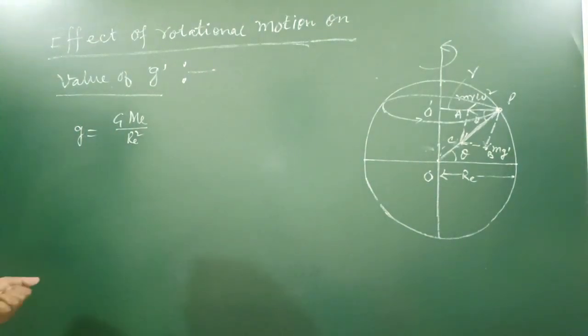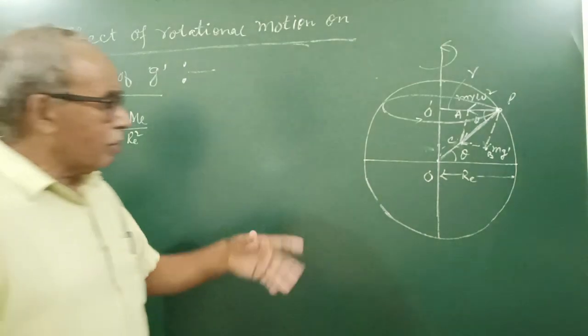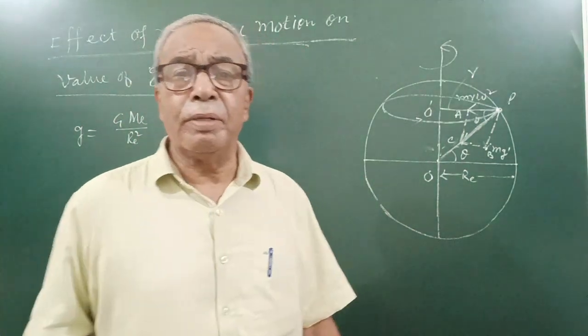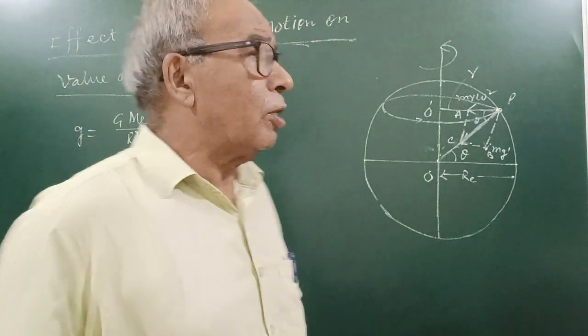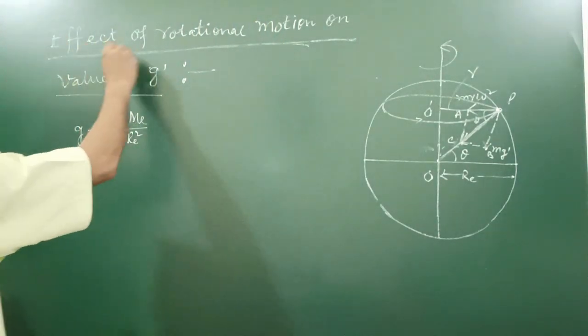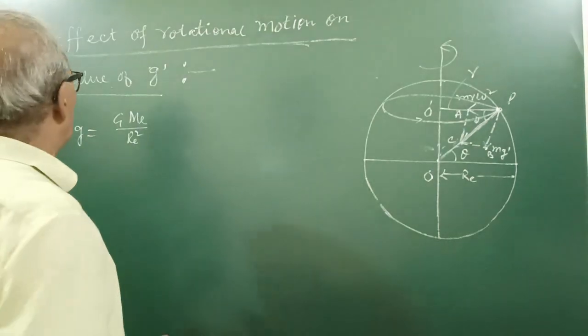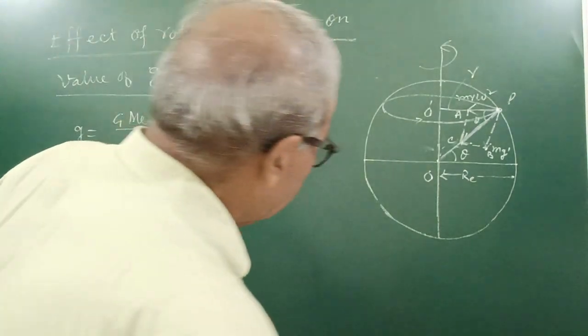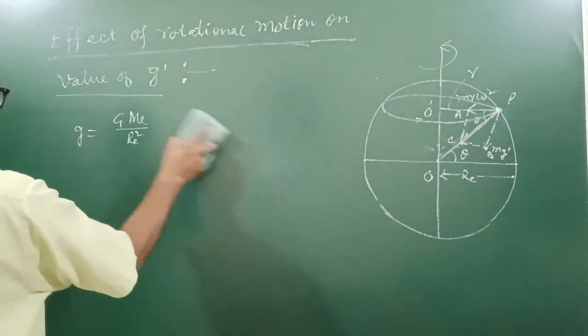Then I told you the effects of variation of g on a surface. One effect was the shape of Earth, another was rotation. This topic here is the effect of rotational motion on the value of small g. You know what small g is? It is acceleration due to gravity.